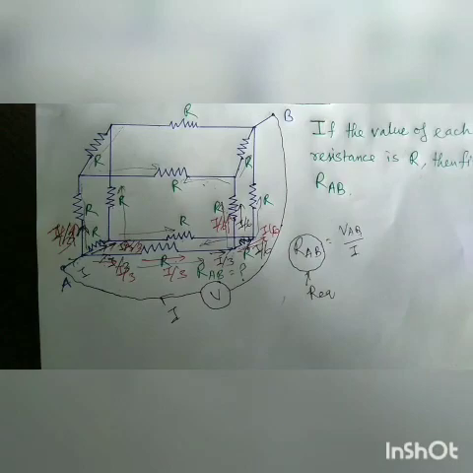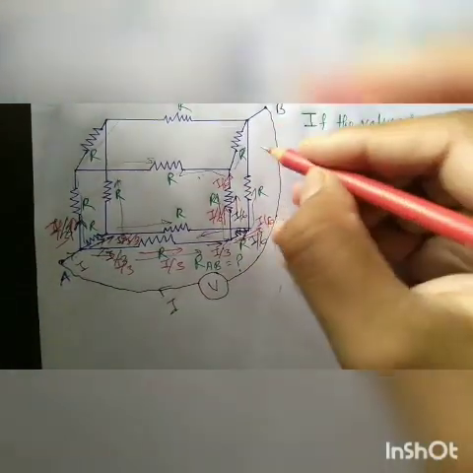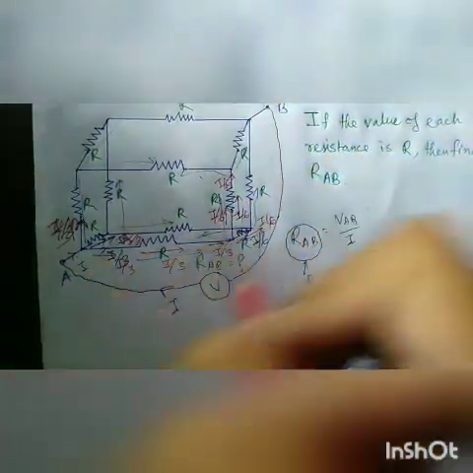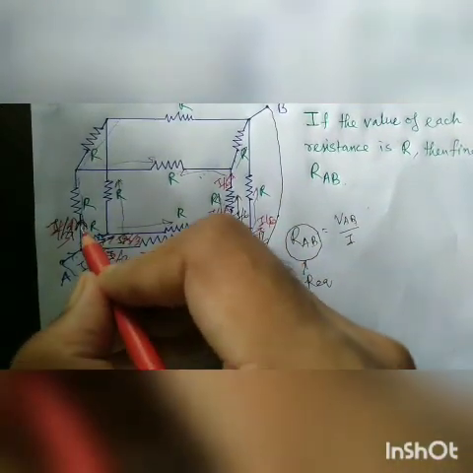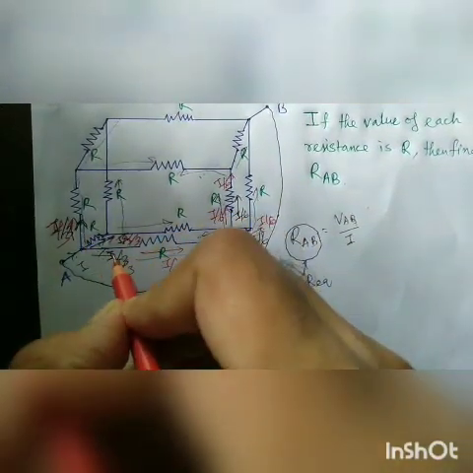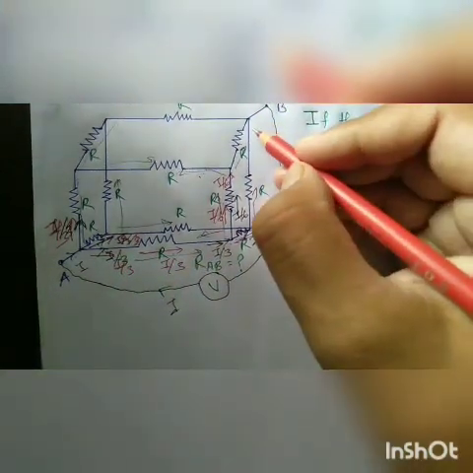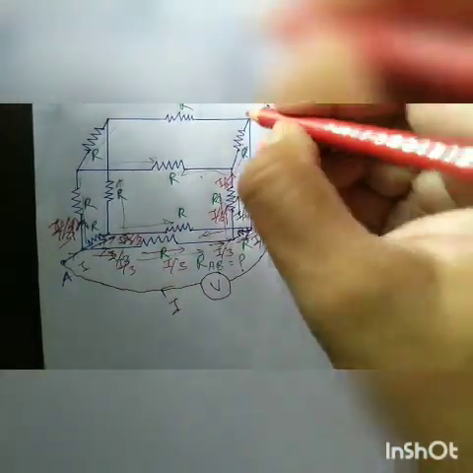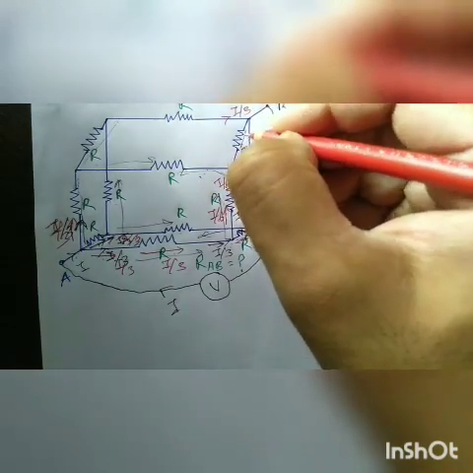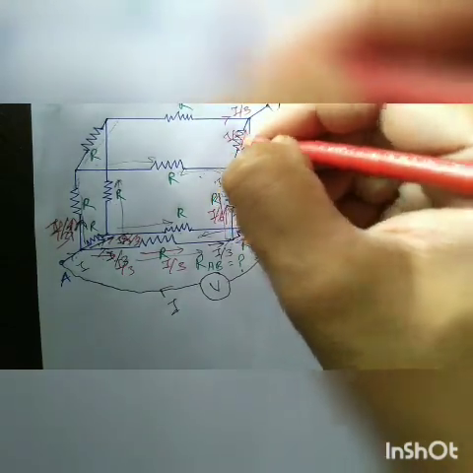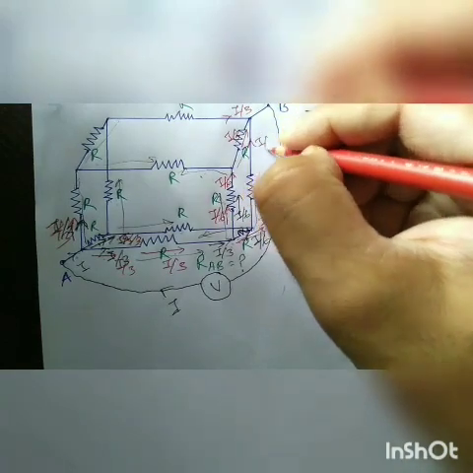So after that, as the circuit is symmetrical, and the current flowing through these three paths is I by 3, I by 3 and I by 3, from this node also the current leaving through the three paths will be I by 3, from here also I by 3, and from here also I by 3.